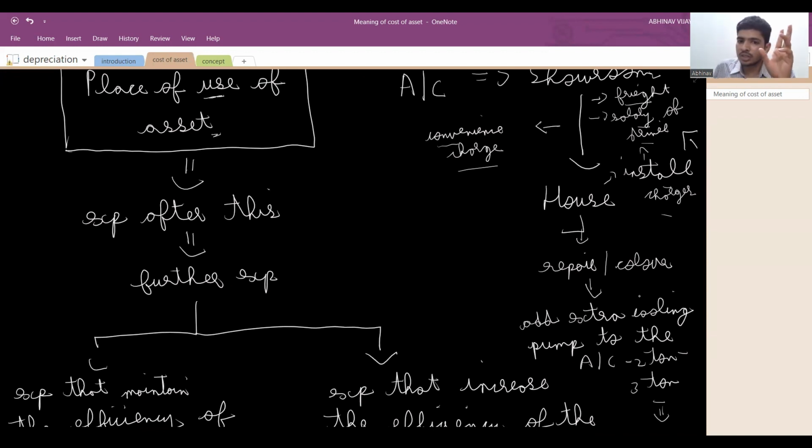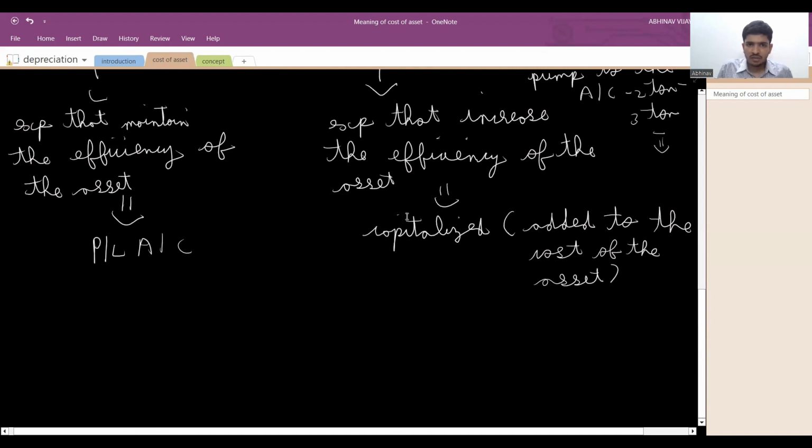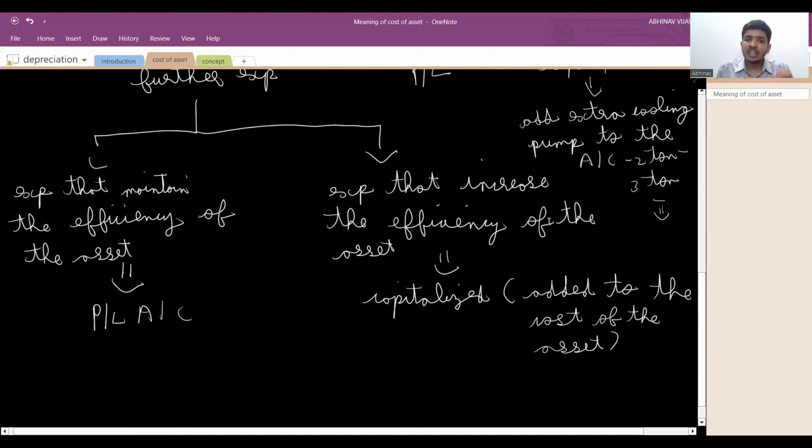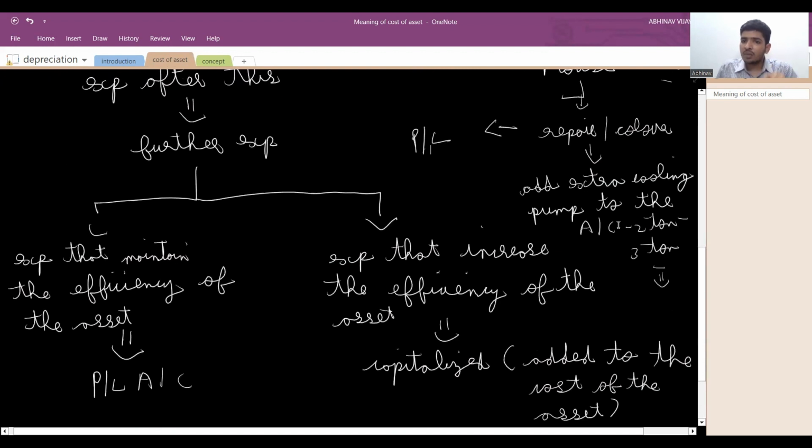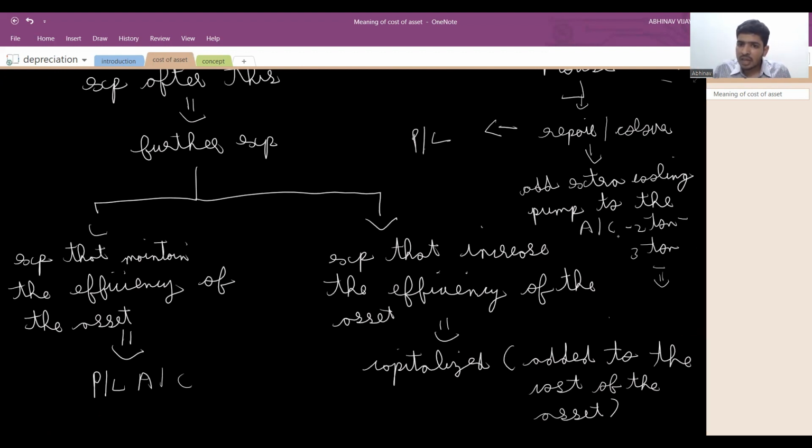These are the two separate types of expenses. So first expenses, you're just maintaining the efficiency of the AC. You're not increasing the efficiency level of the AC. So this will be transferred to the P&L account as mentioned here. And the expenses that increase the efficiency of the asset, here, because you add an extra cooling pump, now the AC functions more effectively. The efficiency is increased. So this will be capitalized. It will be added to the AC account, this value. Now, while doing these sums, the entire concept will become clear. But for now, you keep this theory in mind.